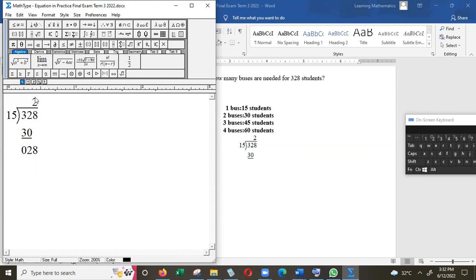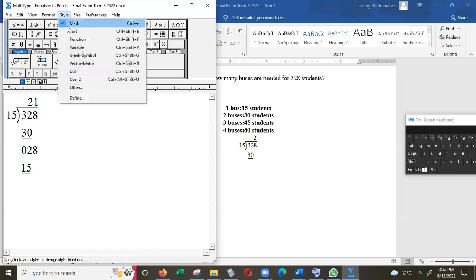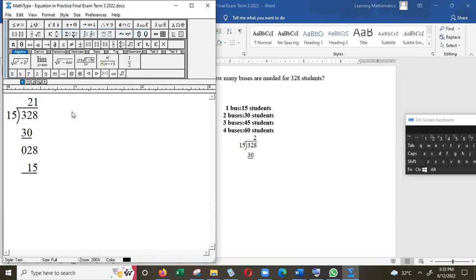And 15 into 28 goes once. 1 times 15 is 15. And then we subtract 15 from 28. 8 minus 5 is 3. 2 minus 1 is 1. So 15 into 328 goes 21 times, remainder 13.